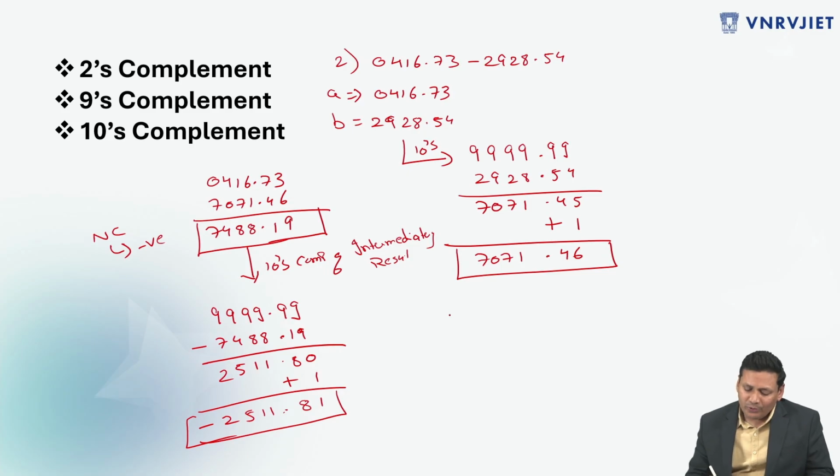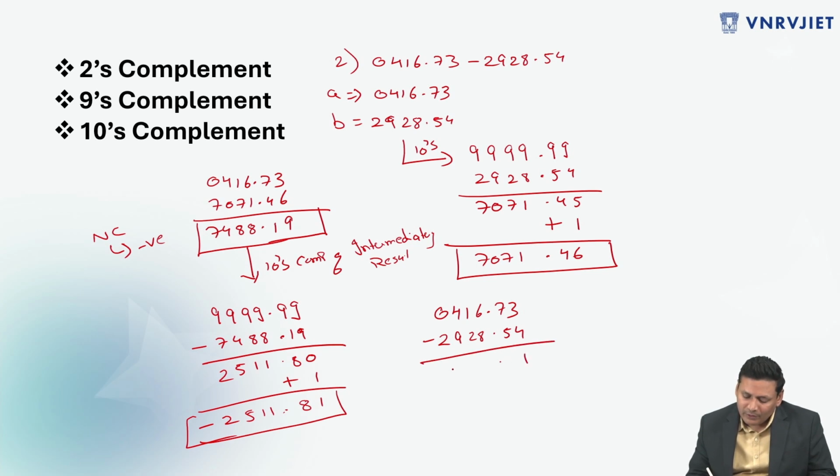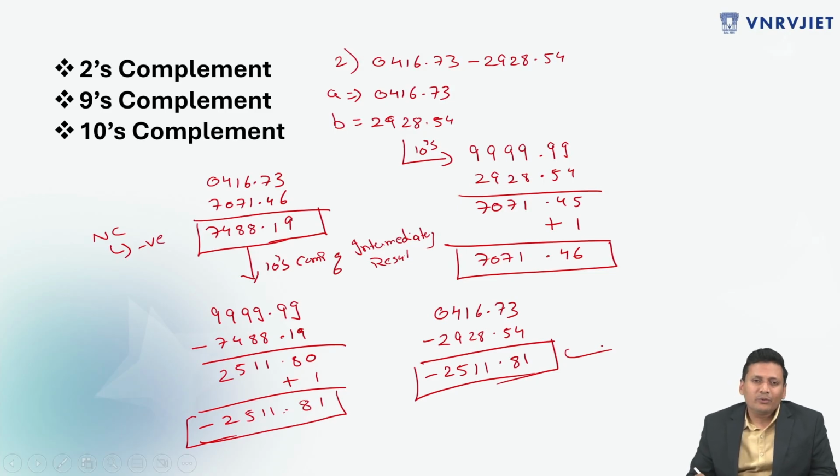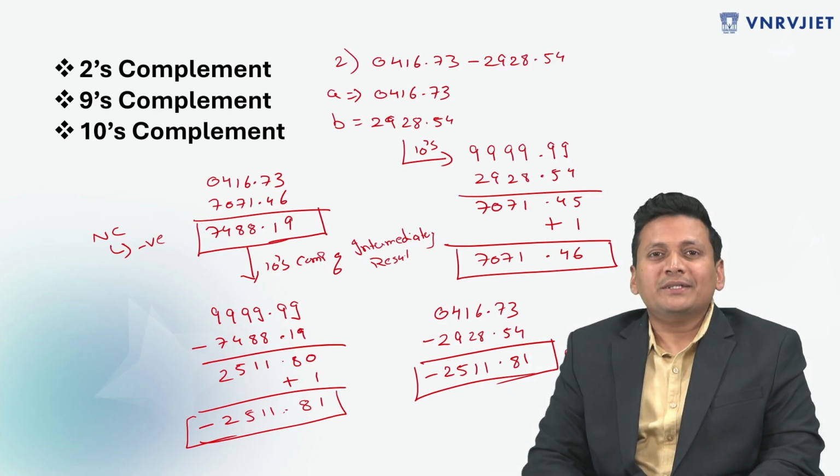Now we are going to check with the traditional method whether the answer is correct or not. So let us check. 0416.73 minus 2928.54, you can check, it will be minus 2511.81. So you got the same answer, right? This is how we can do subtraction using the 2's complement method, 9's complement method, or 10's complement method. I hope you understood the concept.